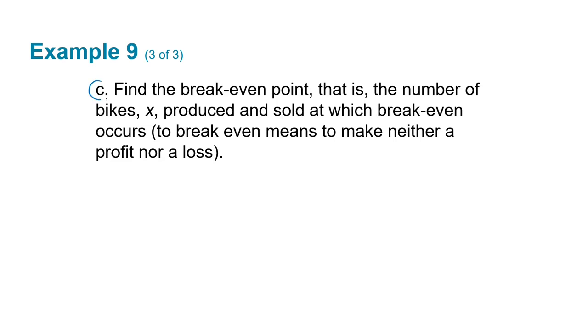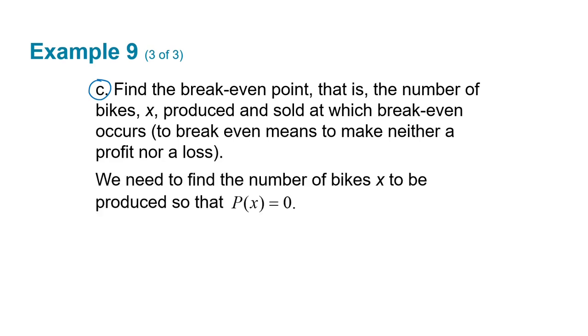In part C, we want to find the break-even point, that is the number of bikes x produced and sold at which break-even occurs. To break even means to make neither a profit nor a loss. We need to find the number of bikes x to be produced so that P of x is equal to 0. Recall our function P of x was equal to 200x minus 1,400. So we'll just replace P of x with 0. That means 0 equals 200x minus 1,400.